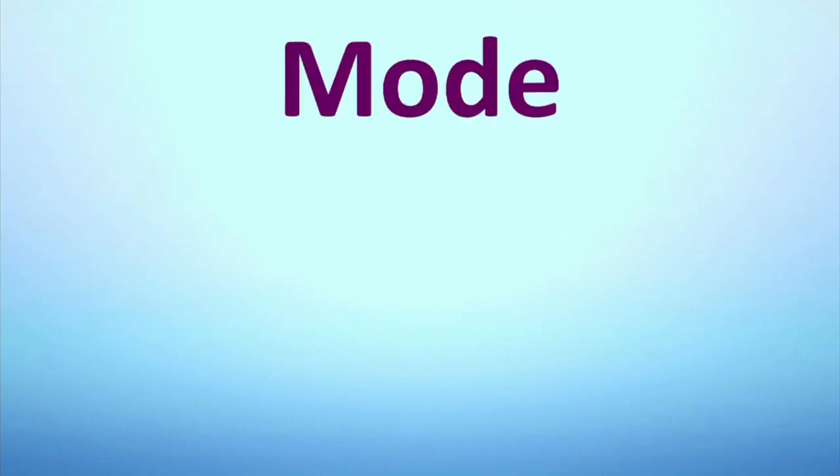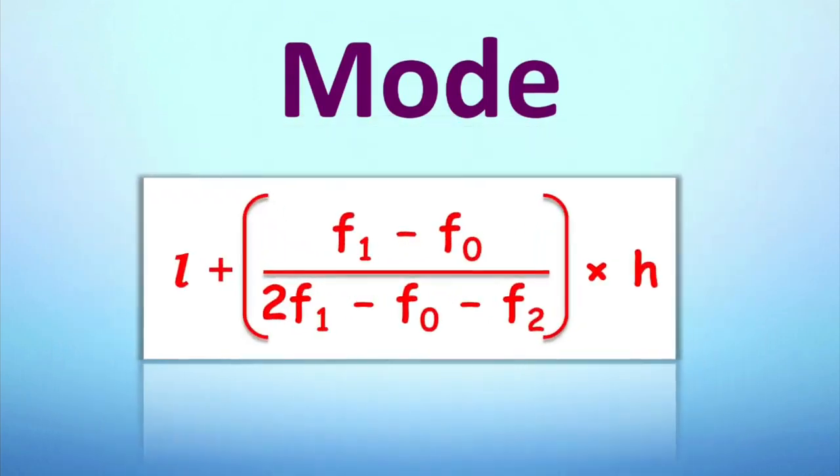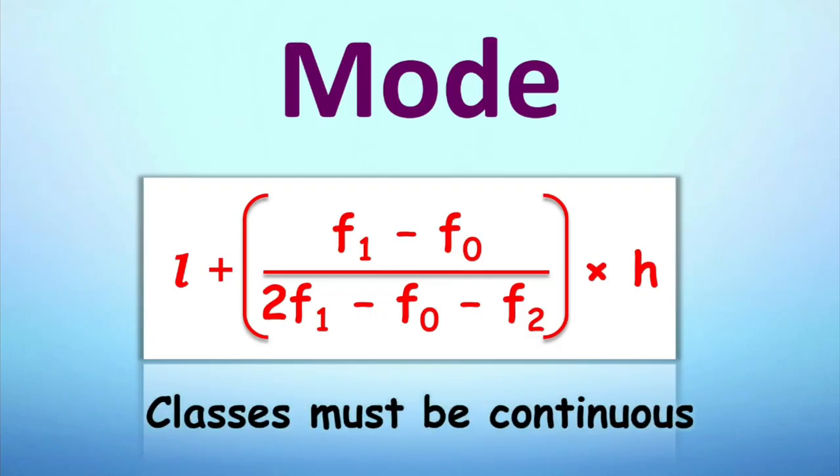After this, let's understand how to calculate mode. For calculating mode, we have a formula, that is L plus bracket F1 minus F0 upon 2F1 minus F0 minus F2 bracket close into H. As the formula is complex, we need to learn the different terms in this formula. But before learning the different terms, we need to ensure while calculating mode, the class interval should be continuous.